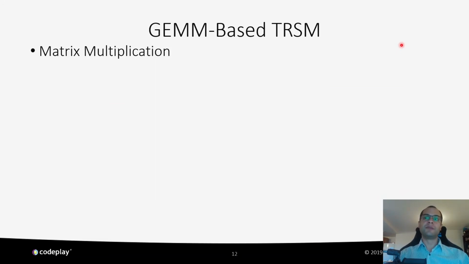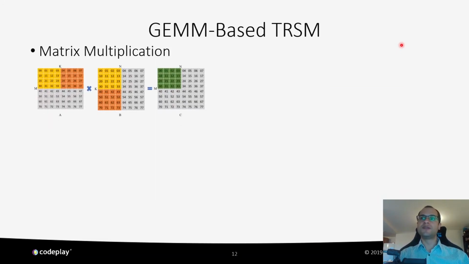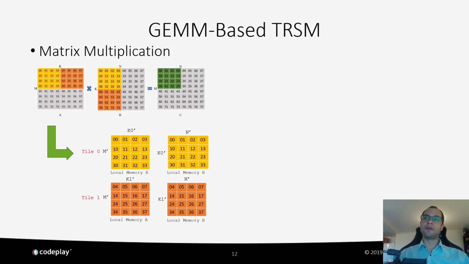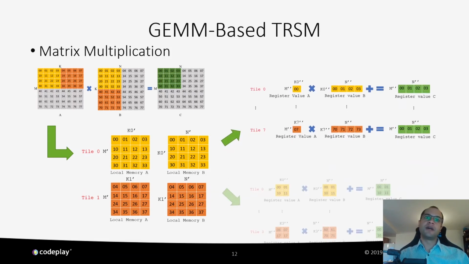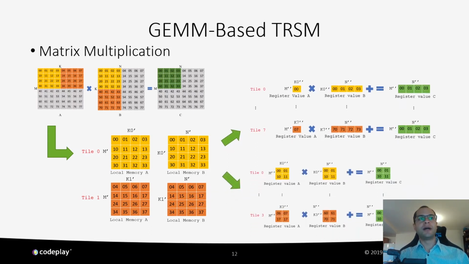The GEMM algorithm implemented in SYCL-BLAS uses a tile-based approach to compute its results. This efficient GEMM implementation is a key factor in the performance of our TRSM implementation. Usually, developers spend a long time optimizing the GEMM implementation in BLAS libraries. So by leveraging this GEMM implementation, we can achieve very good results.